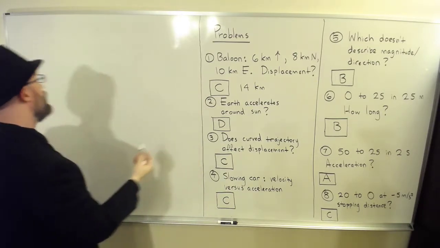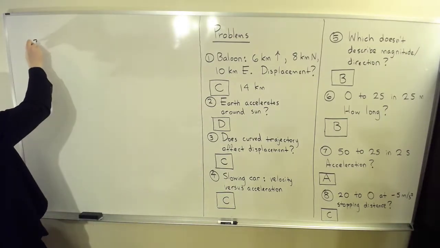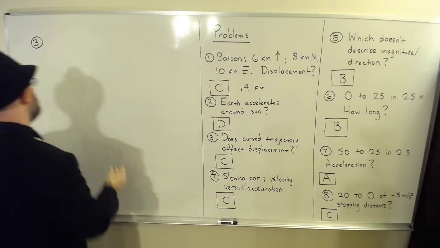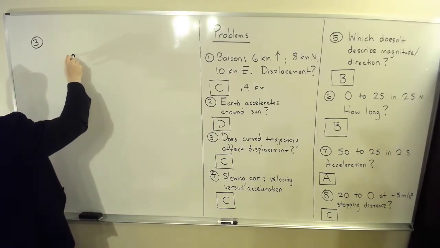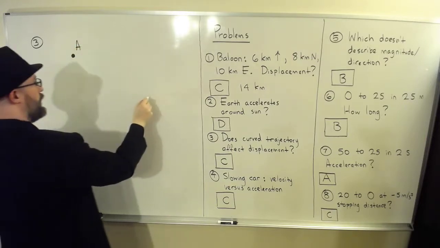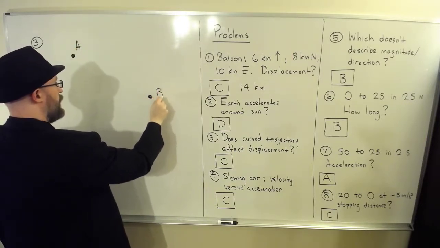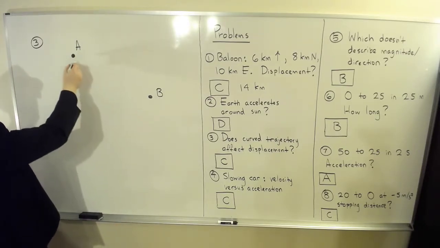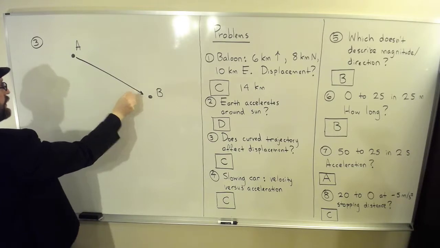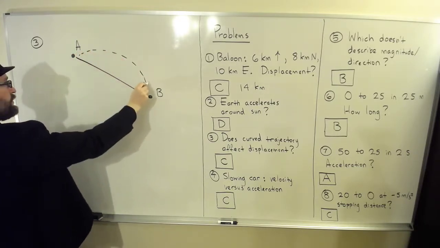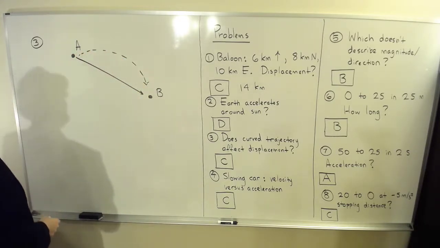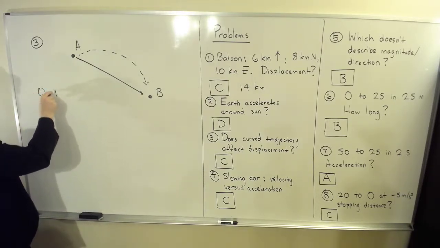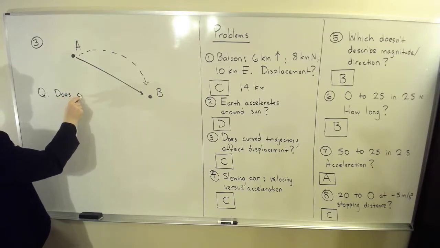And then number 3, it's asking about you take a trip from one city to another. Here I forget what the cities are, but you have city A and then you have city B, and I think it says something to the effect that the airplane is flying from one to the other. It doesn't go in a straight line like this. It has a curved trajectory that goes like this.